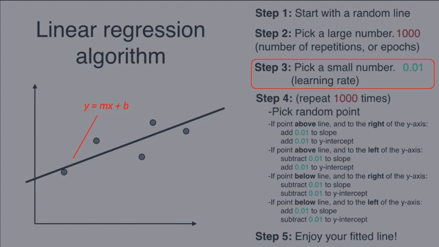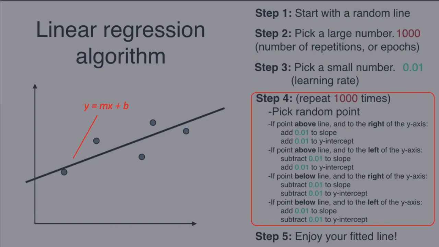Step 3. Pick a small number, for example 0.01, as the learning rate. The small learning rate represents the small incremental adjustments of the coefficient of the linear function until we find the line of best fit.